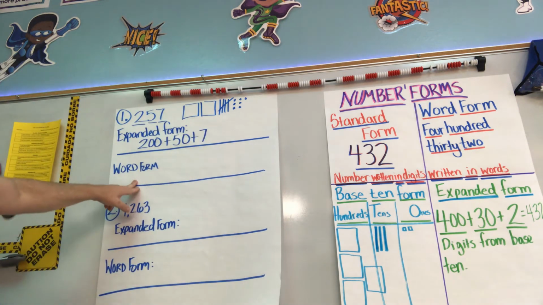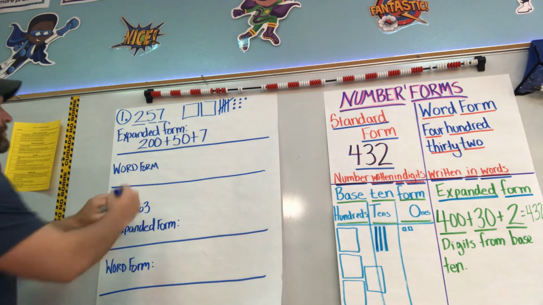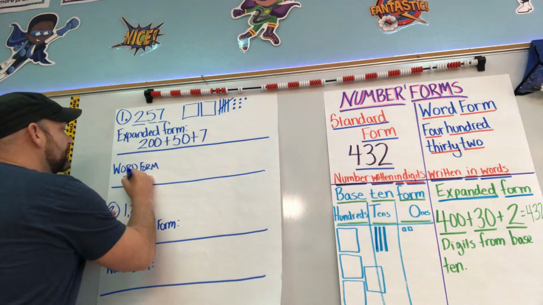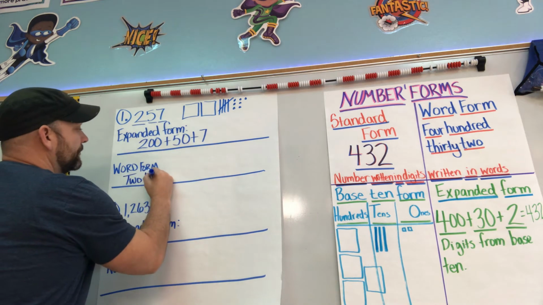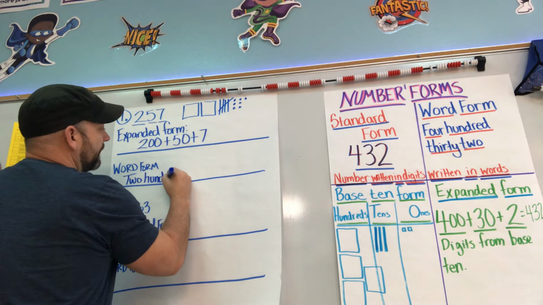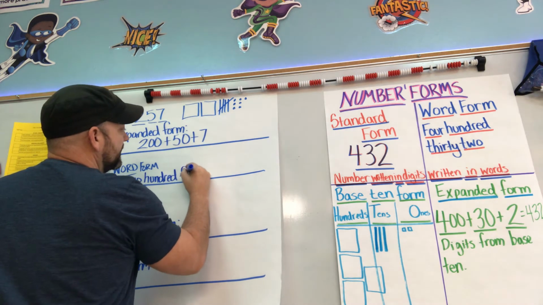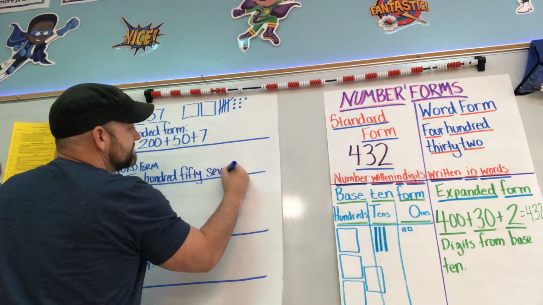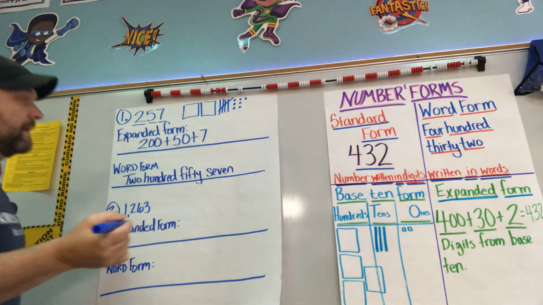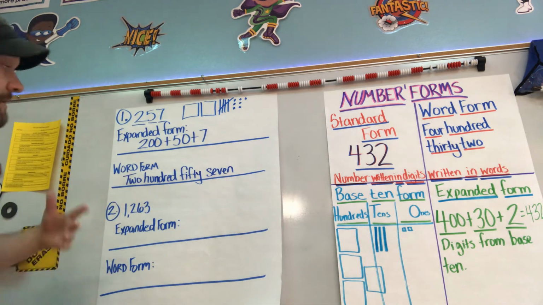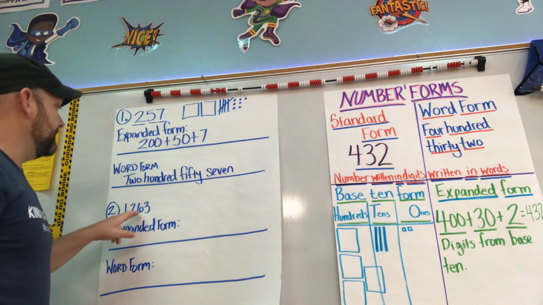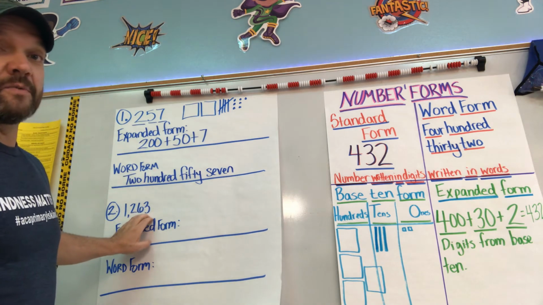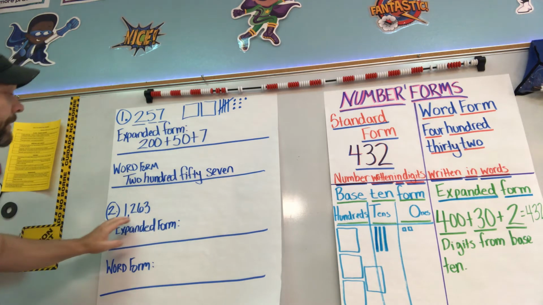Word form, you just sound it out, and you make sure not to use the word and. 257. Easy, okay? I don't count off for spelling, so as long as I can read it. Then this one was probably the hardest one because it's a 4-digit number.